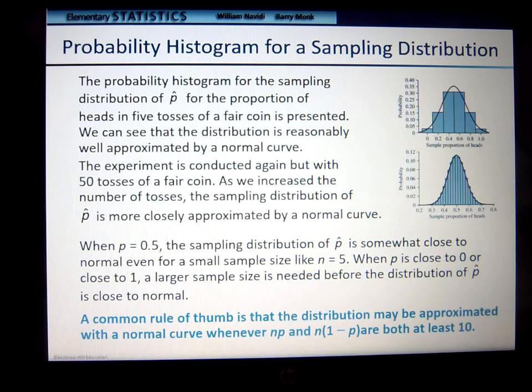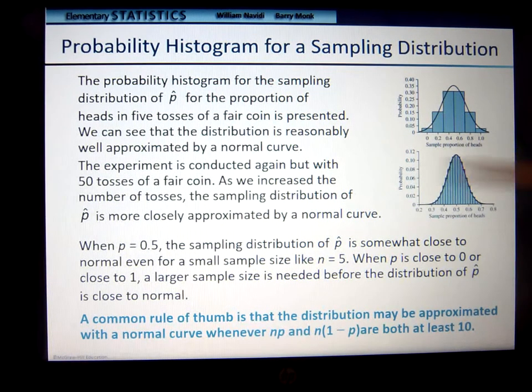A probability histogram for the sampling distribution of P hat for the proportion of heads in 5 tosses of a fair coin is presented. We can see that the distribution is reasonably well approximated by a normal curve. The experiment is conducted again, but with 50 tosses of a fair coin. As we increase the number of tosses, the sampling distribution of P hat becomes more closely approximated by the normal curve. Now, remember before, we said if it's already approximately normal, it will still work.